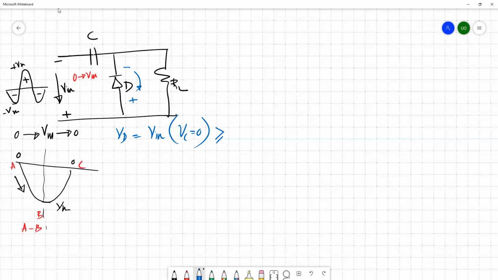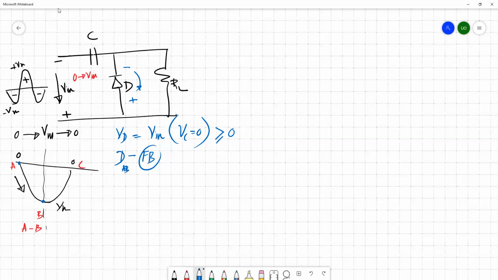This is greater than or equal to 0, so it's a positive value. From this, we can claim that the diode gets forward biased, because we are applying a voltage which is greater than or equal to 0. At this point, the diode voltage is 0. At this point, your diode voltage is Vm. In between these two, it's less than Vm but a positive value. So during this segment A to B, we are applying a positive voltage across the diode, and the diode gets forward biased during this AB block.